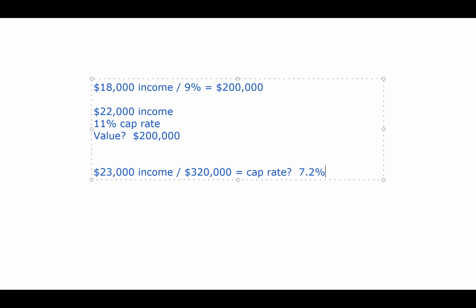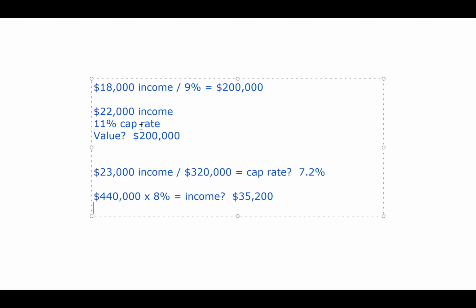And so again, here's another one. Let's just say we know that the value of this property is $440,000. And the cap rate is 8%. What's the income of the property? $35,200. Right? So basically $35,200. Does that make sense to everyone? Who's got questions on that?